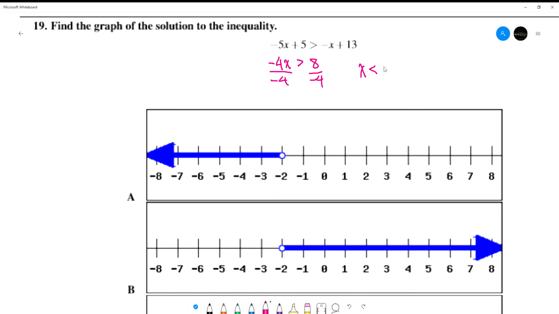8 divided by negative 4 is negative 2, right? And as you can see, it's an open circle at negative 2, and less than means going to negative infinity. So it's answer choice A. Very good.